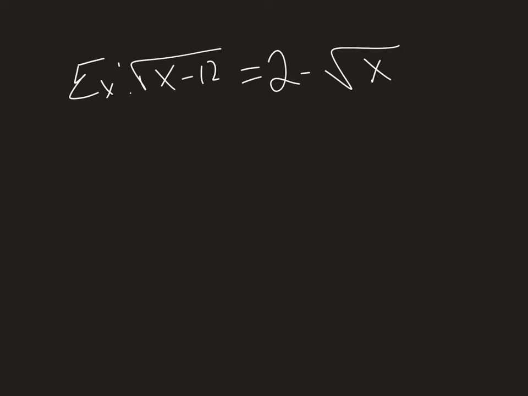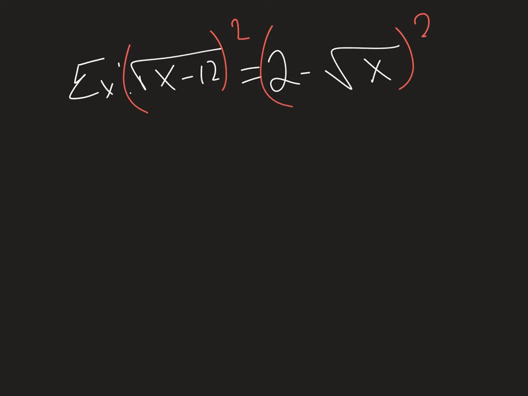Okay, let's look at another example. This one's a little bit different. We have radicals on both sides of the equation. So we could try and subtract or add over the square root of x, but then there's no way to really bring it into the original radical, the x minus 12. So what if we square both sides of the equation?